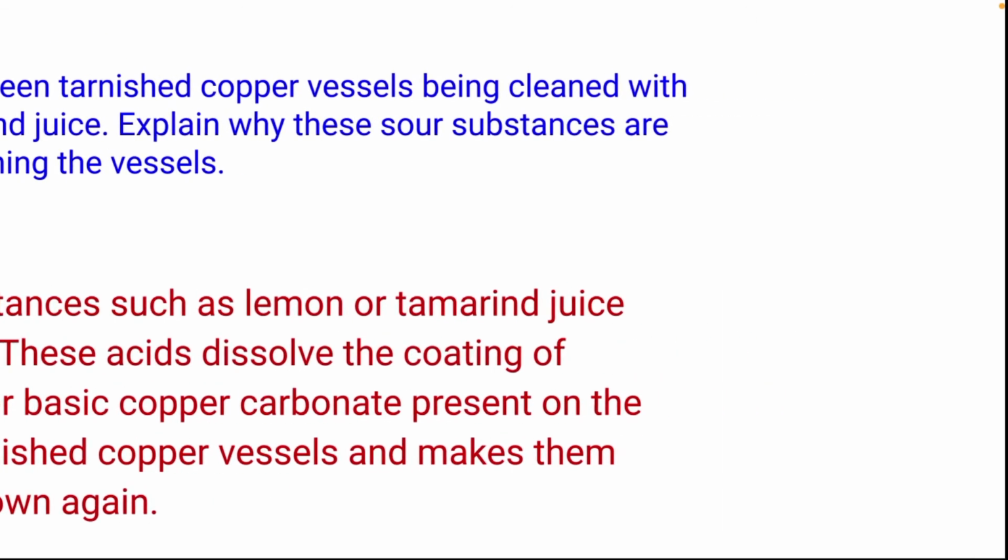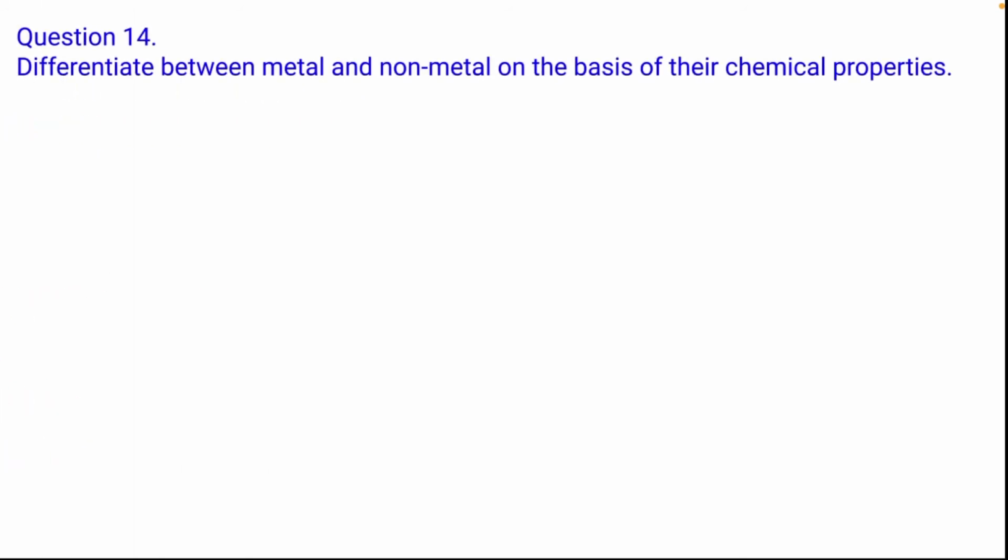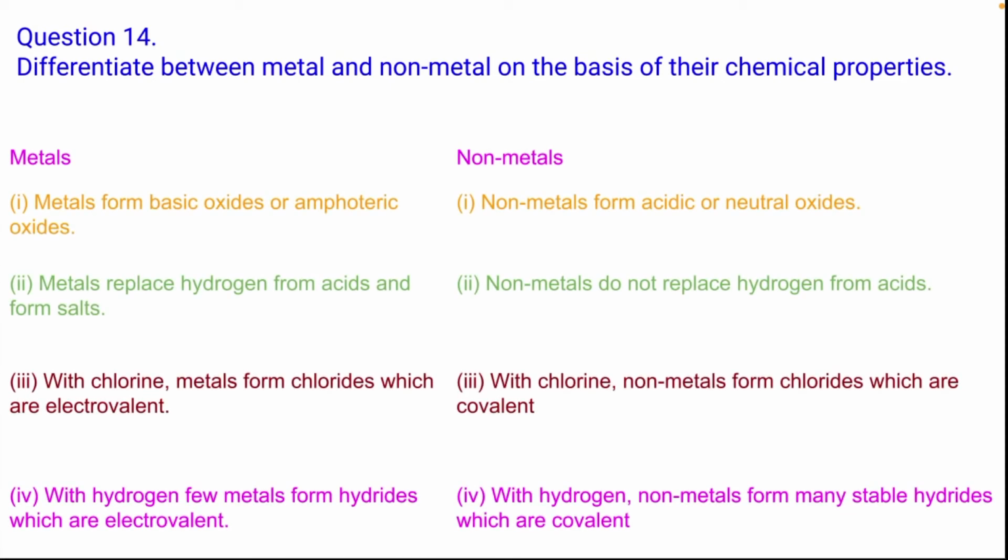Okay, let us move on to question number 14. Differentiate between metal and non-metal on the basis of their chemical properties. So on the basis of chemical properties, how can metals and non-metals be differentiated? Let us see. First point: metals form basic oxides or amphoteric oxides, whereas non-metals form acidic or neutral oxides. Next, metals replace hydrogen from acids and form salts, whereas non-metals do not replace hydrogen from acids.